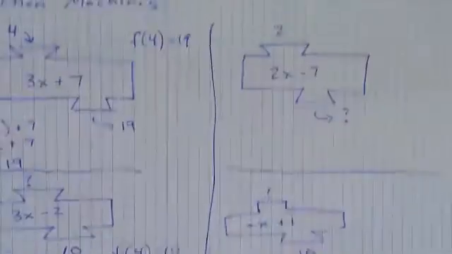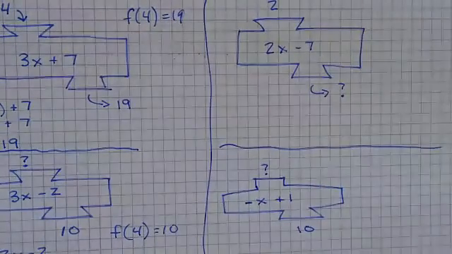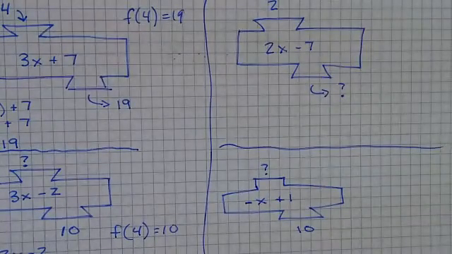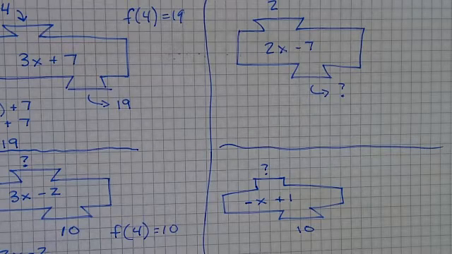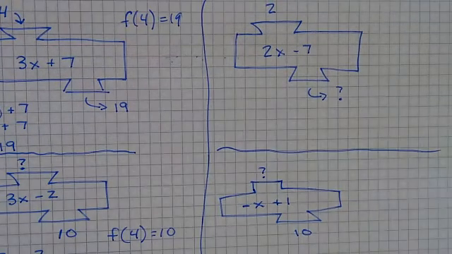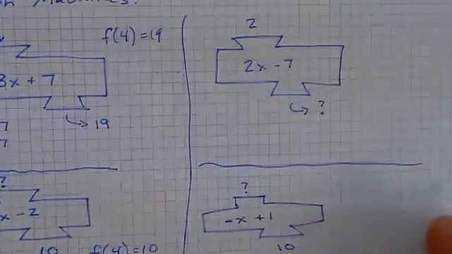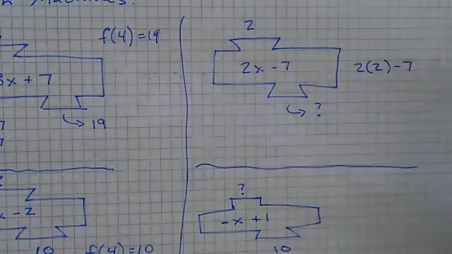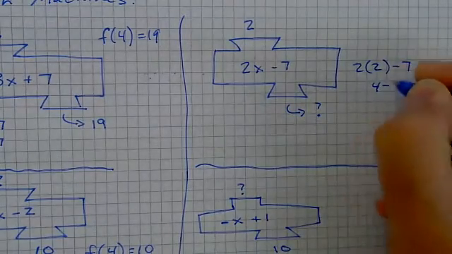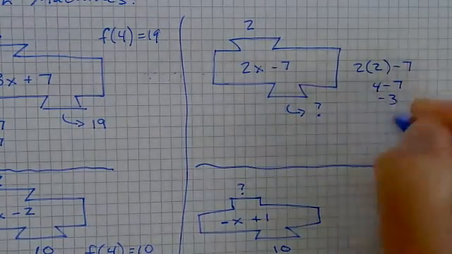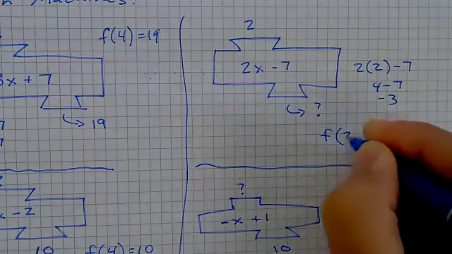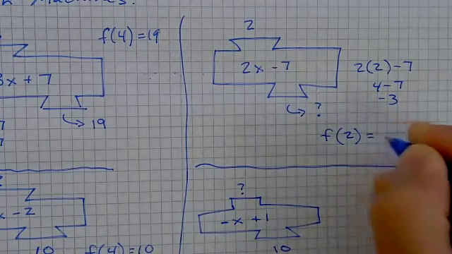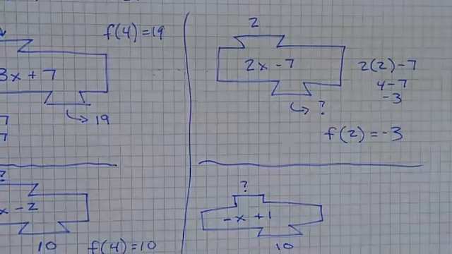All right, try these two on your own. All right, so we're plugging in 2 into the first one. 2 times 2 minus 7 gives me 4 minus 7, so I get negative 3. So in function notation, f of 2 equals negative 3.